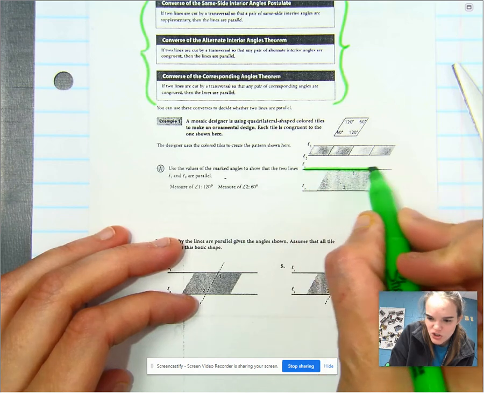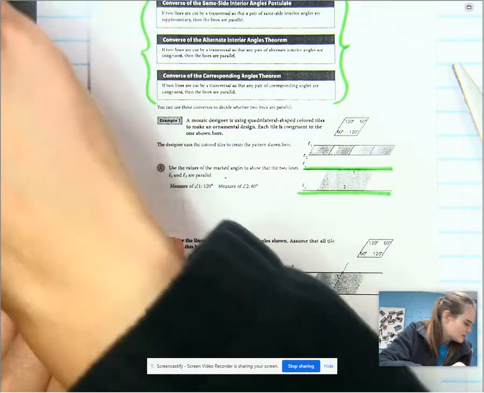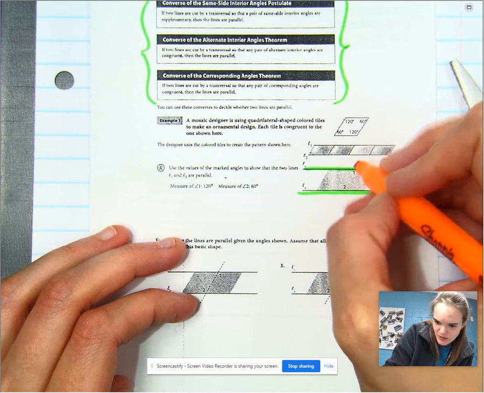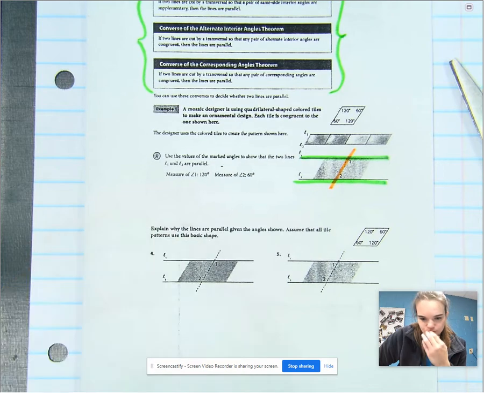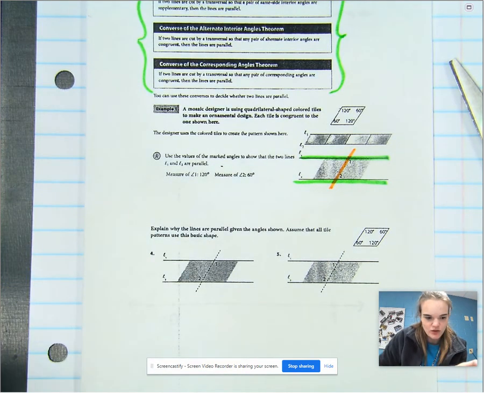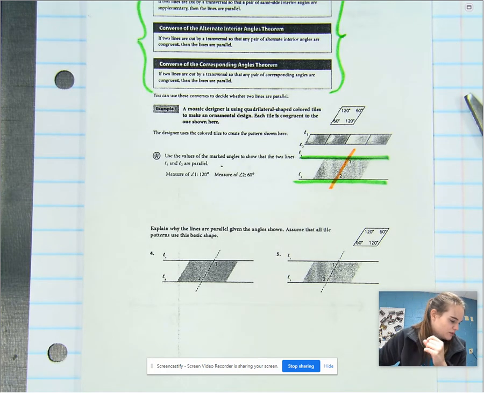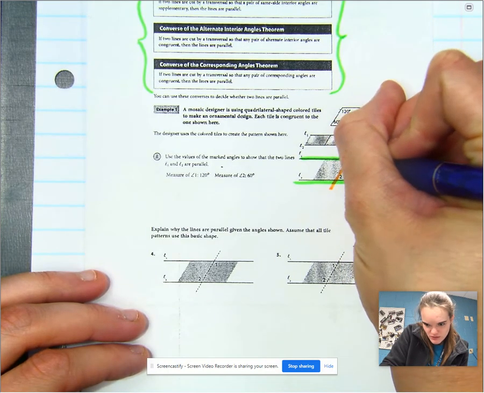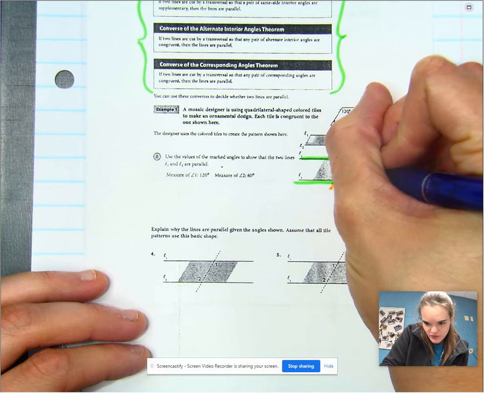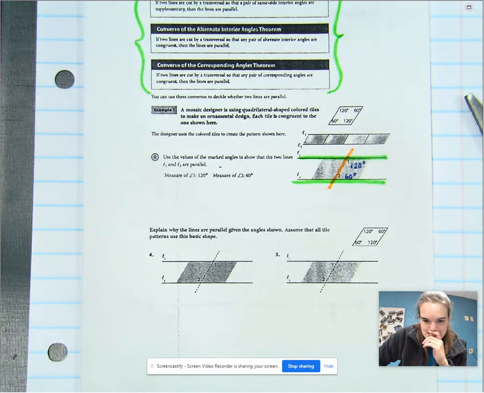All right, we are going to try to show that these two are parallel. There is something missing here. There should be a line here, but it didn't print. It's right here, so draw that right there. We are trying to show that L1 and L2 are actually parallel. We're not going to do a full-blown proof here, but we are going to kind of prove and talk about it. So here's what we got. Angle 1 is actually 120. Angle 2 is 60.